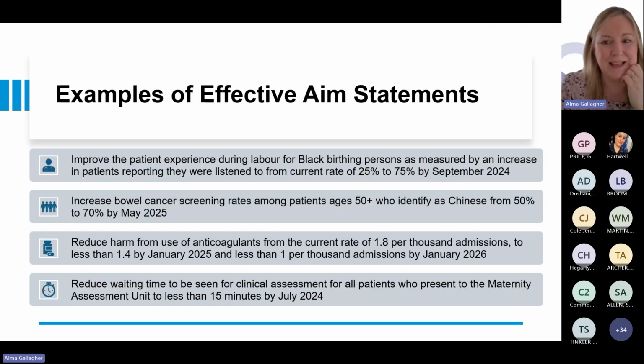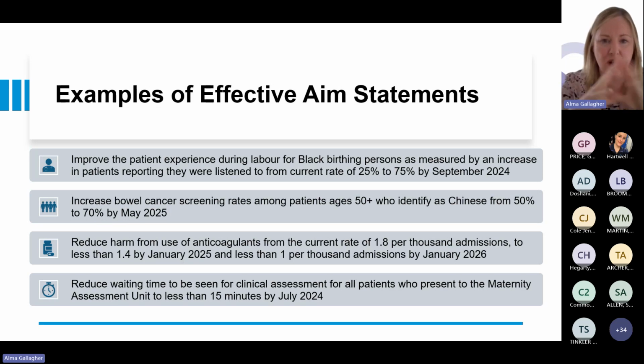I've included some examples here as to what an effective aim statement might read as. So again, it's going back to those SMART aims. An example here is to improve the patient experience during labour for Black birthing persons, as measured by an increase in patients reporting that they were listened to from the current rate of 25% to 75% by September 2024.